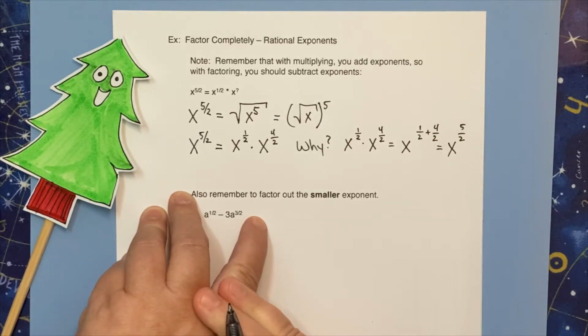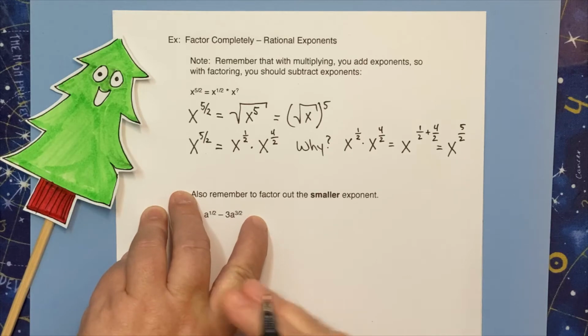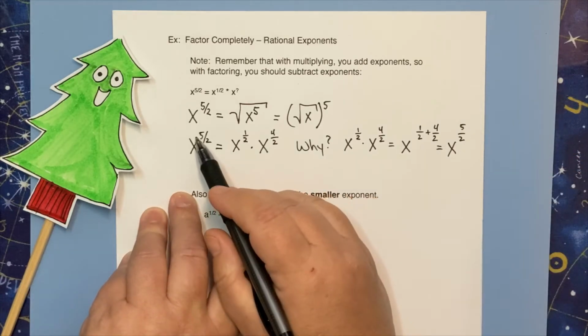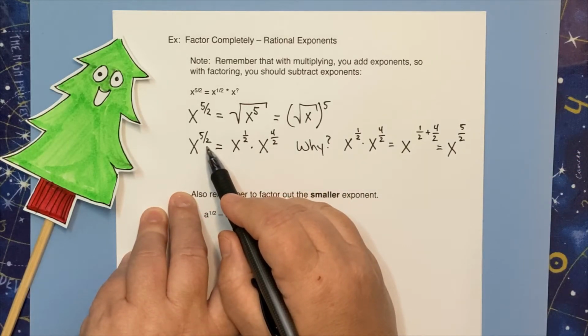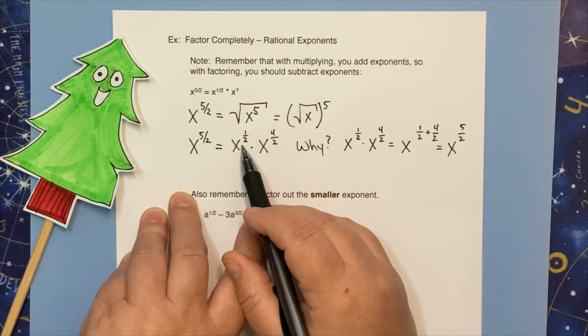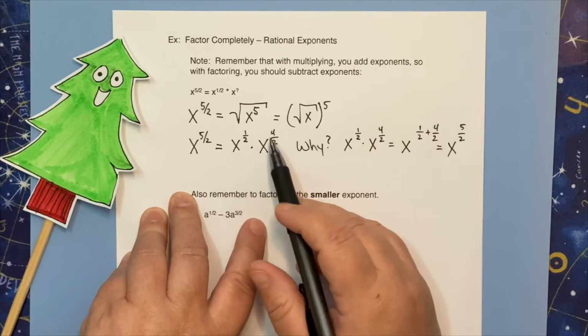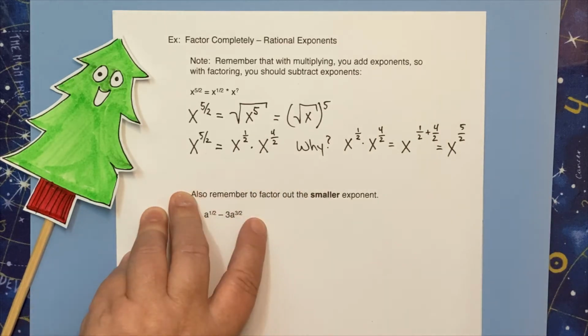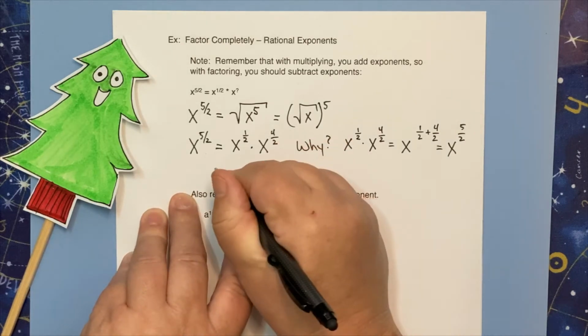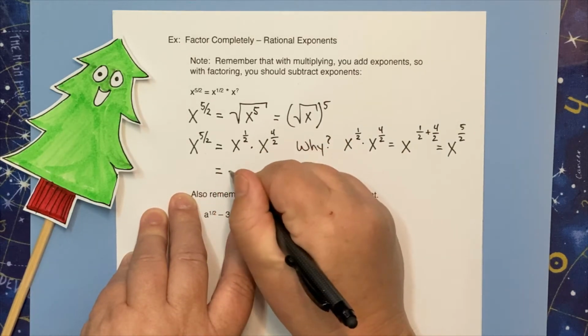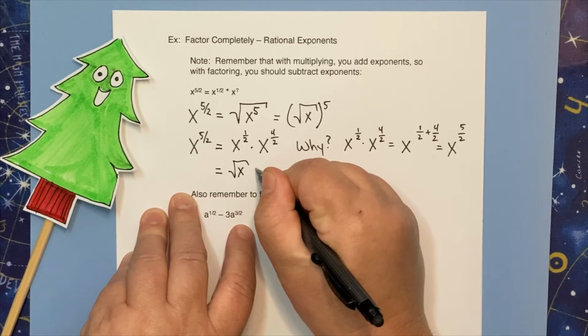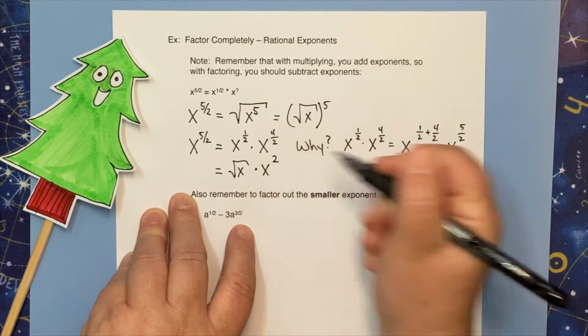In the same way, you can subtract when you're factoring out. So if I start with x to the 5 halves, I can split it up into 1 half and 4 halves. Does that make sense? So I can effectively factor out a radical. In other words, this looks like radical x times x squared.